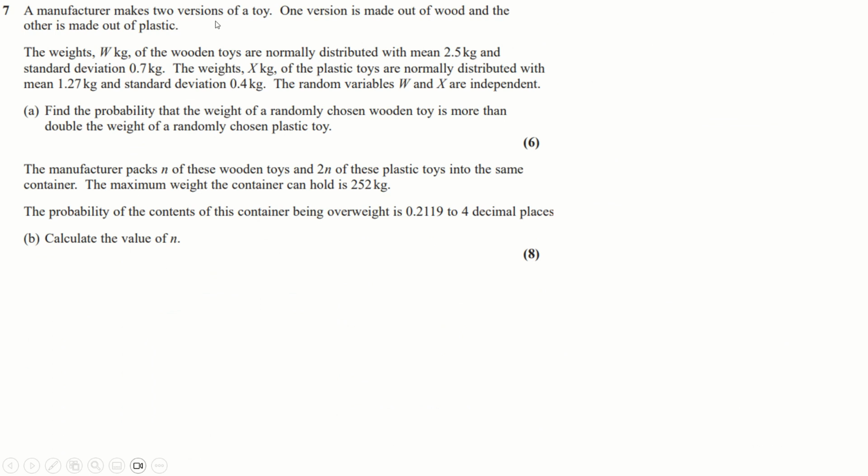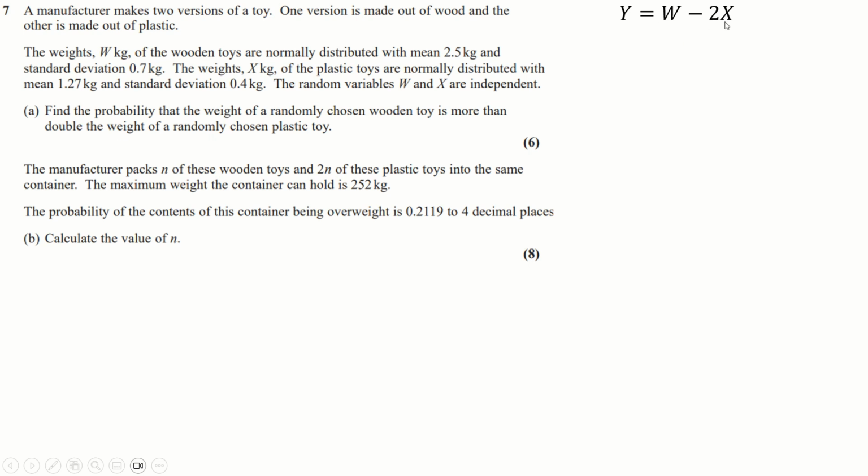Question 7, so we're making two versions of a toy. One is wood, one is plastic. We've got two different distributions here. This is all about chapter 4, in case you wanted to read that really weird, really small chapter. What we need to do is set up a new distribution that's made of the wooden toy minus twice the plastic toy. What we're finding is the probability that the weight of a randomly chosen wooden toy is more than double the weight of a randomly chosen plastic toy.